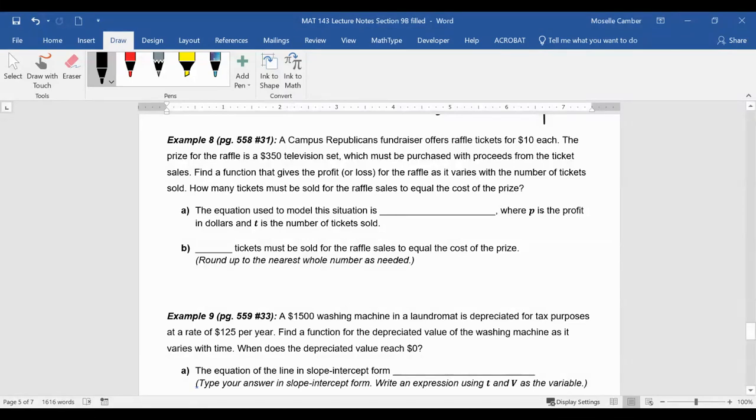it tells us that P is the profit in dollars and T is the number of tickets sold. So which one is independent, which one's not? So looking at the information they give us, we sell raffle tickets for $10 each. There's another way of saying it's $10 for each ticket, right? So that is going to be my M. So it's $10 for each ticket. And of course, you're adding money as you sell stuff. So that's going to be a positive 10 for my slope.